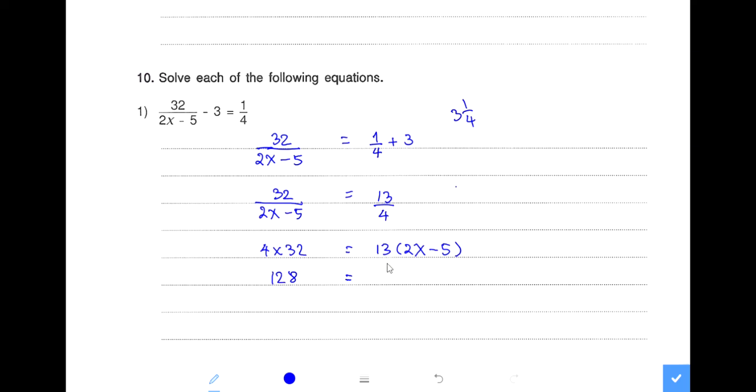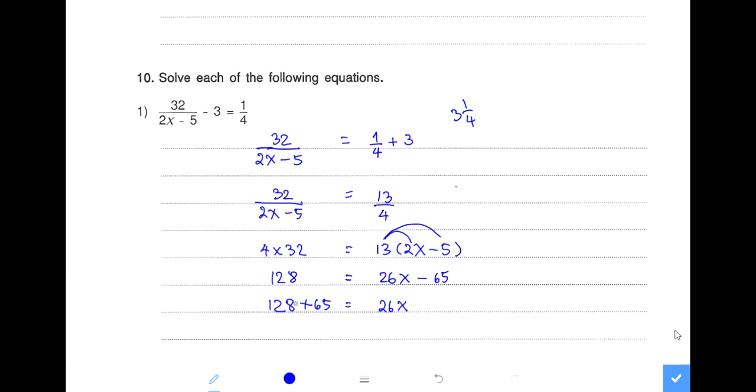This one, 13 times 2 is 26. Okay, multiplying. 26x, right? 13 times negative 5 is negative 65. Okay, so now your 26x is equal to 128, and then minus 65, or you go there, it's plus 65, right? Plus 65. If you move it there, it's plus 65.